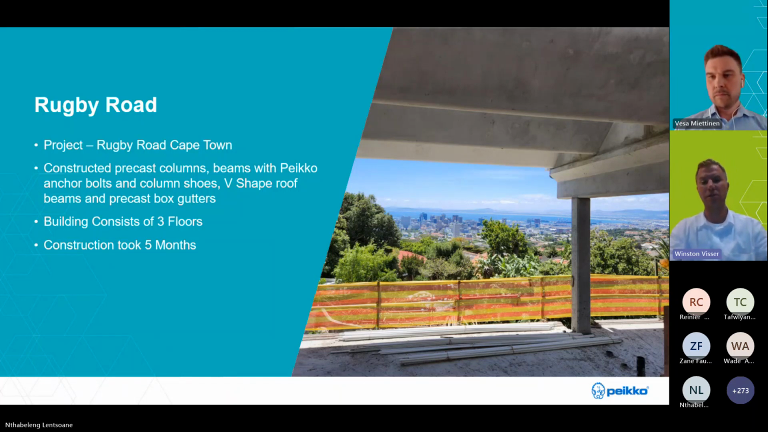We also had to do insulation in these columns. It was big 13.5 meter triangular columns. We precasted the beams with Peikko anchor bolts and column shoes. This building consisted of 3 floors, and the construction period took 5 months.